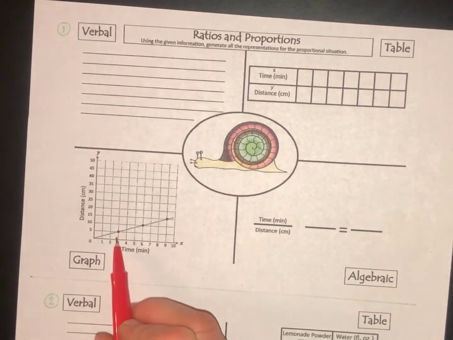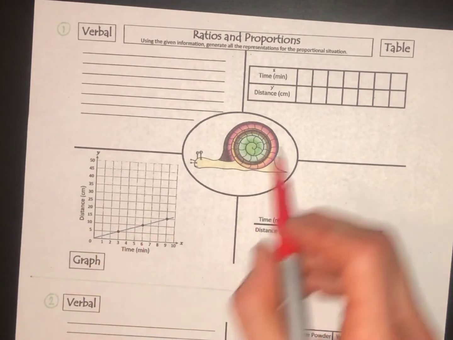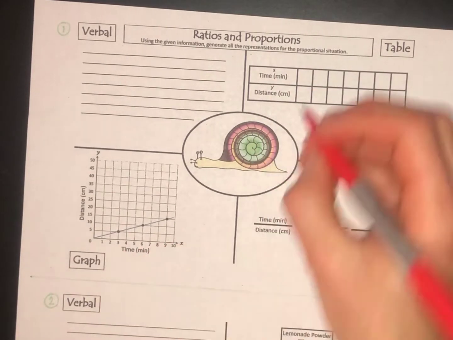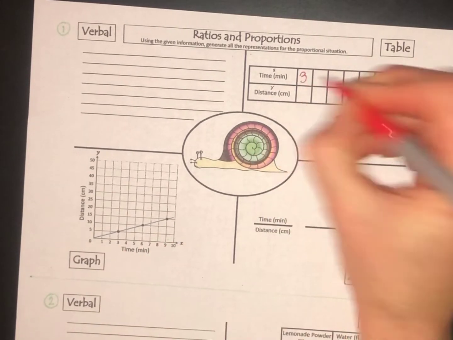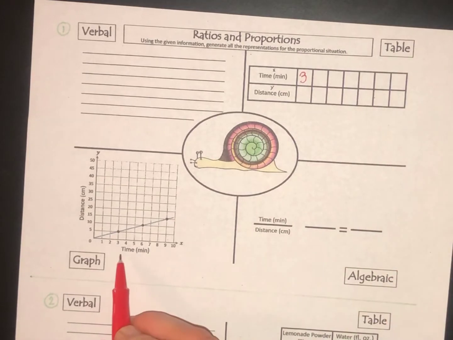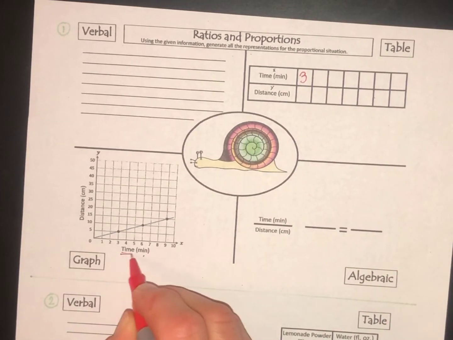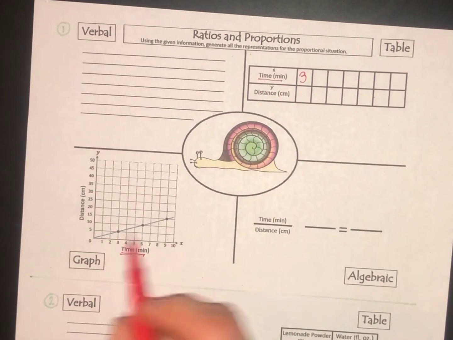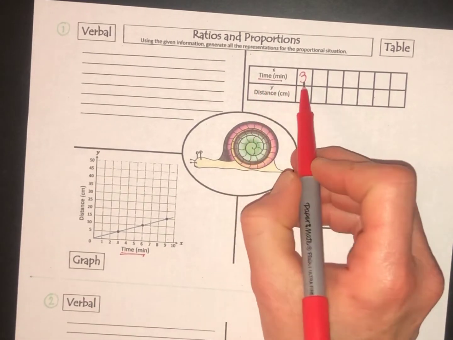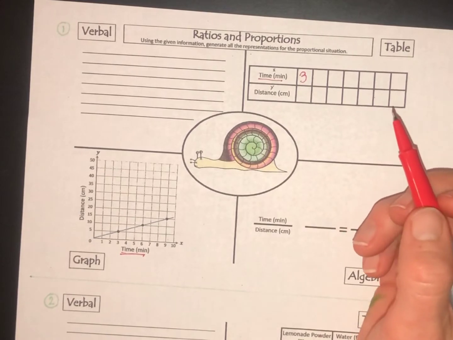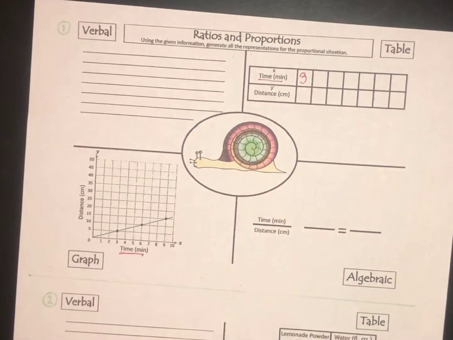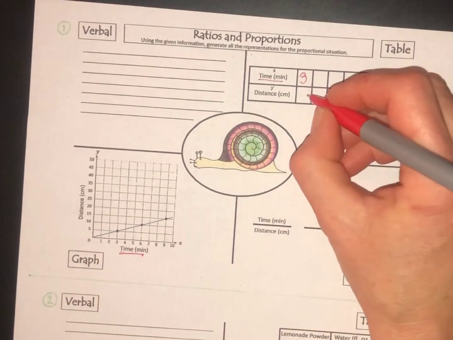Time 3, distance 5. I'm going to go up here. Time is 3. I'm going to make sure I'm putting my numbers in the right place. Down here says time, and right here says time. So where it says 3 minutes, I'm going to make sure I put the 3 with the minutes. That's the most common mistake, and it's really important that you can make that distinction. You've just got to read your labels. Distance for 3 minutes is 5 centimeters.